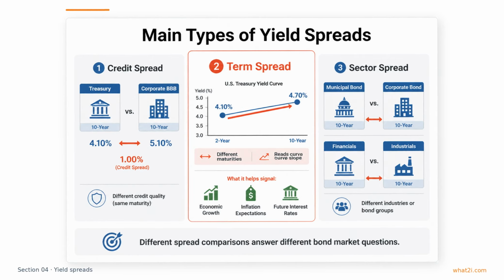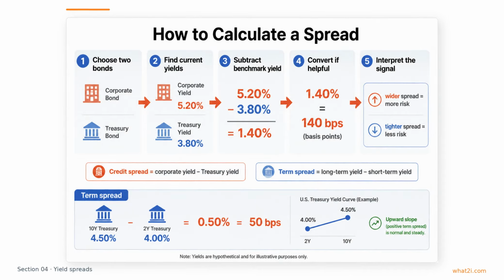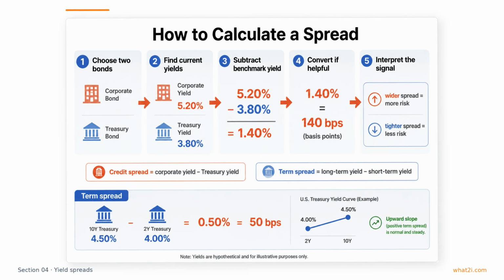The key is to choose the spread that matches the question you are trying to answer. Calculating a spread is simple, but choosing the right comparison is the real skill. First, decide which two bonds are relevant to your question. Then find their current market yields and subtract the benchmark yield from the other yield. If helpful, convert the result into basis points. After that, interpret the number in context. A wider credit spread may suggest more perceived risk, while a narrower term spread may suggest the curve is flattening.